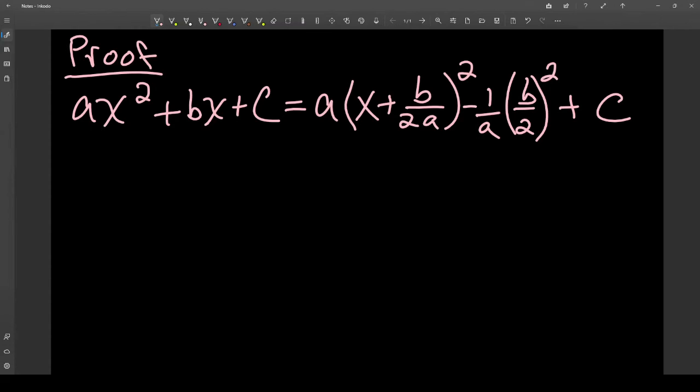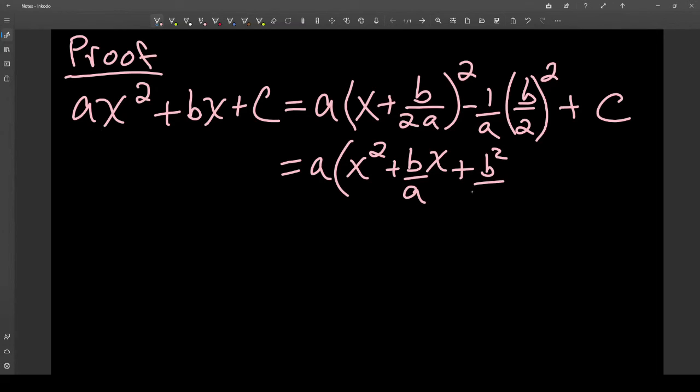Now let's just expand the right-hand side and show that it equals the left-hand side. So that's equal to a times x squared, plus b over 2a twice, which is b over a times x, plus b over 2a squared, which is just b squared over 4a squared. Then let's bring down our minus 1 over a, so we got a times b squared over 4a, and bring down our constant c.